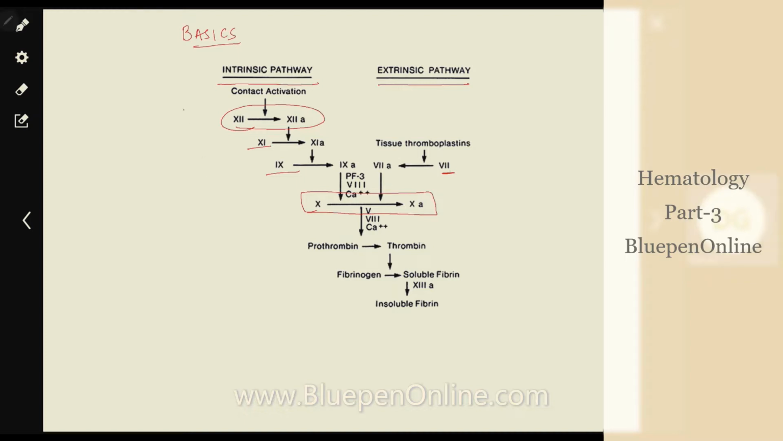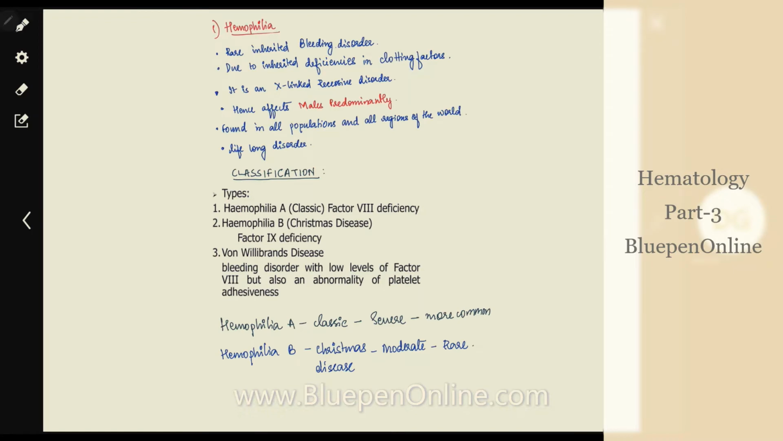The intrinsic pathway is evaluated by a test known as APTT, while the extrinsic pathway is judged by a test known as PTINR. So by these tests, we can judge whether our coagulation cascade is intact or impaired. One of these diseases is known as hemophilia.